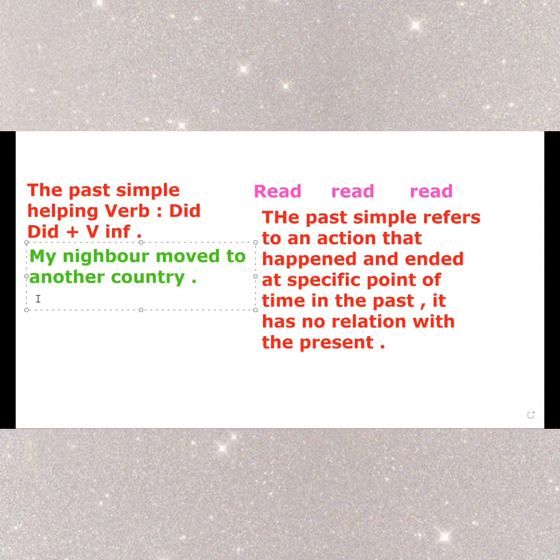Where is the verb? The verb is the second part of a sentence. So where is the verb here? Moved. And to another country is a complement of the sentence, but look at the verb. We have moved, with a final D, because the verb is M-O-V-E plus D. This is a past form of the verb, so this sentence is in the past simple.